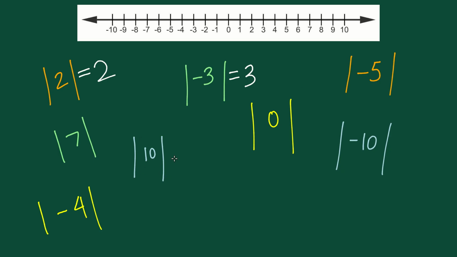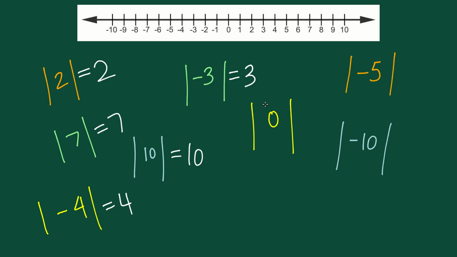What about absolute value of 10? That's just 10, right? 10 is 10 away from 0. Absolute value of 7 is 7. Absolute value of -4 is going to be +4. 1, 2, 3, 4. +4.